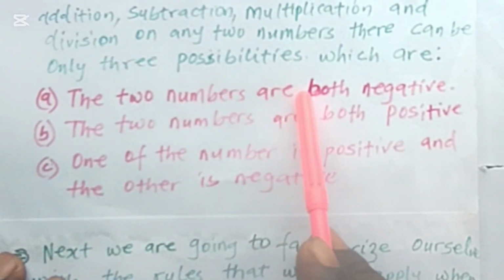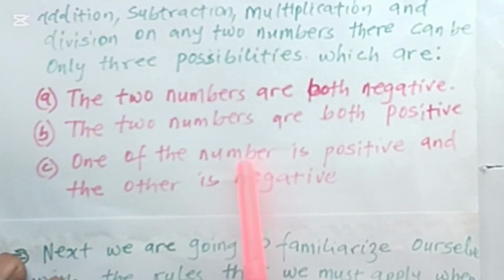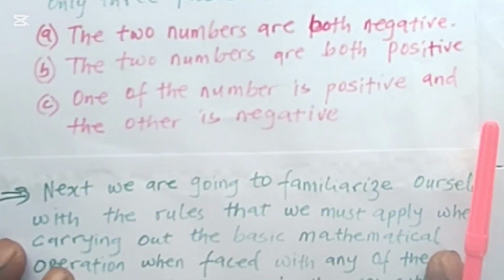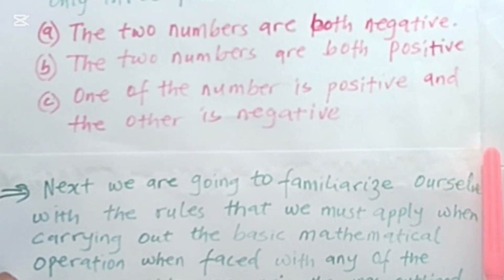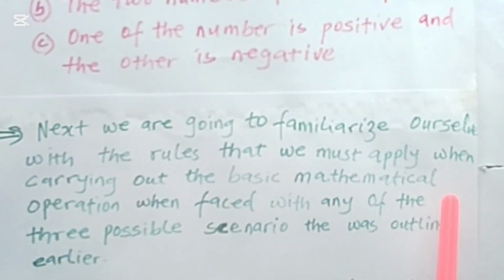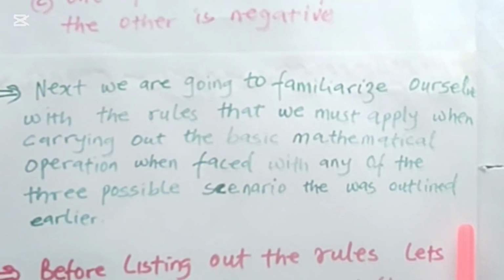The first one is that the two numbers can be both negative. The second one is that the two numbers can be both positive. Then the third possibility is that one of the numbers is positive and the other one is negative. So we should have this at the back of our mind. It's very important to build this foundation because it is going to help us in understanding those statements that I wrote out at the beginning of the video.